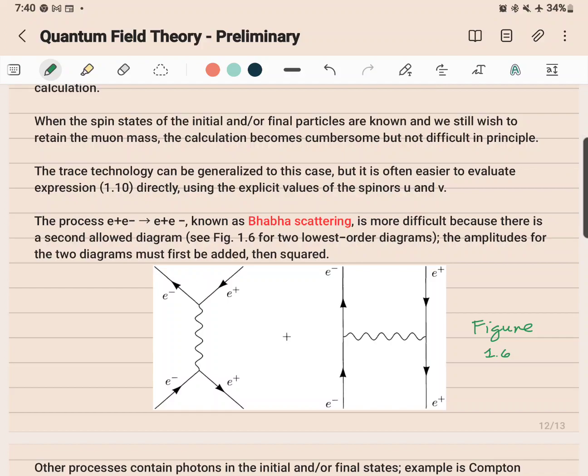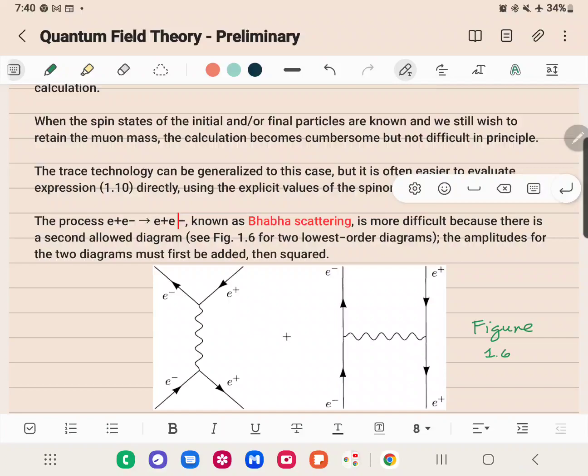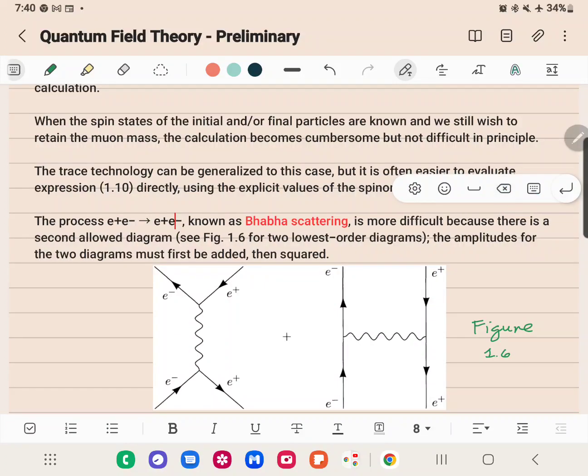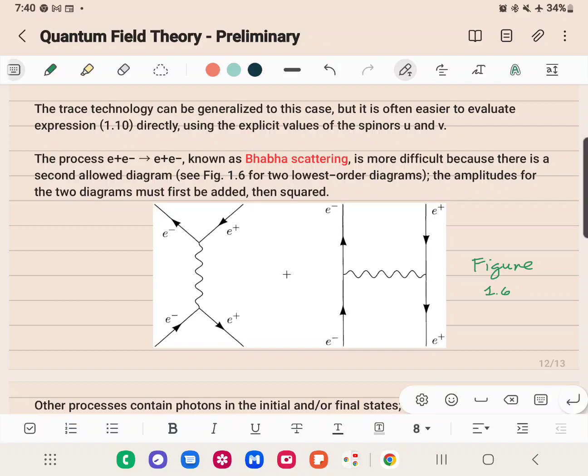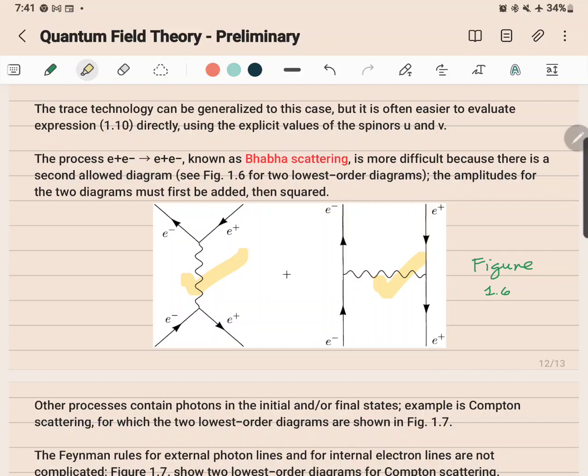The process e plus e minus to e plus e minus, known as Bhabha scattering, is a little difficult because it is more tricky, and you are actually dealing with two lowest order diagrams. This one is the first one, and this is the second one. So you have to consider two processes.